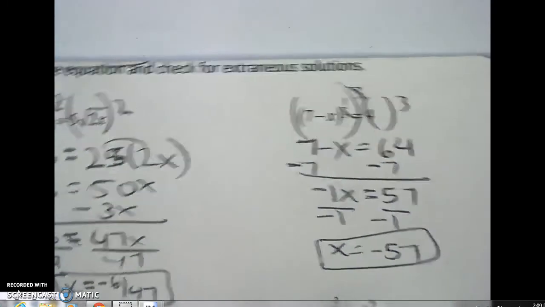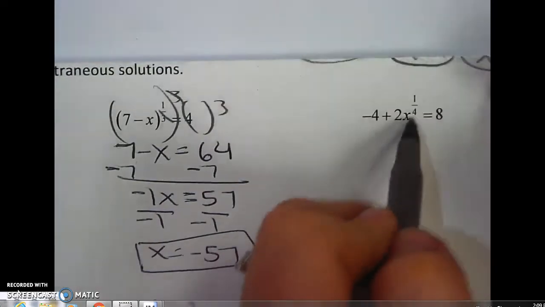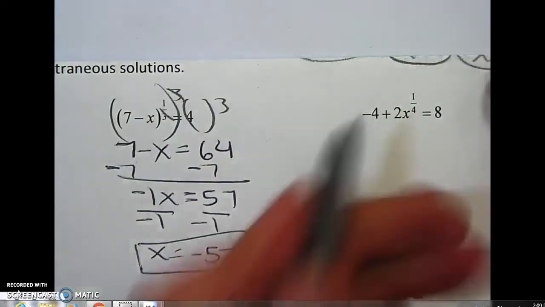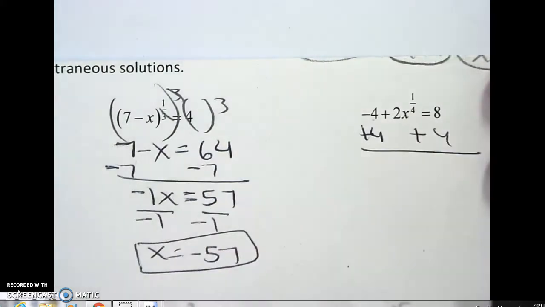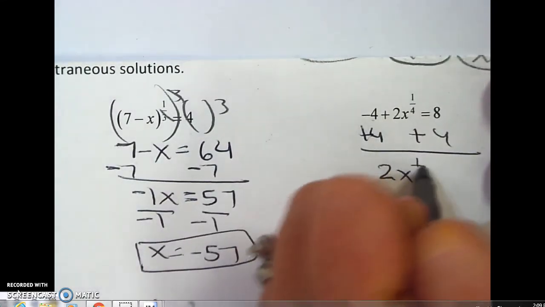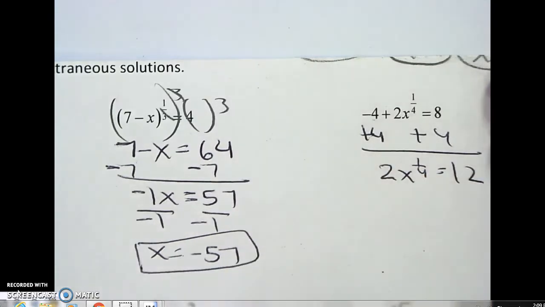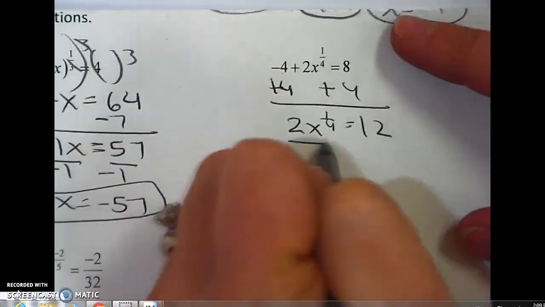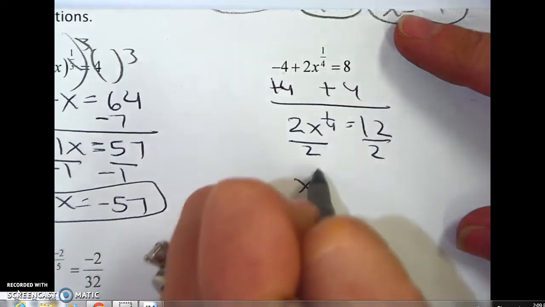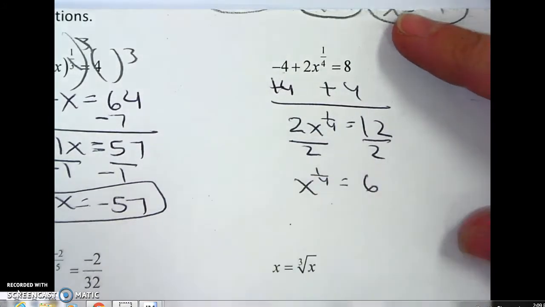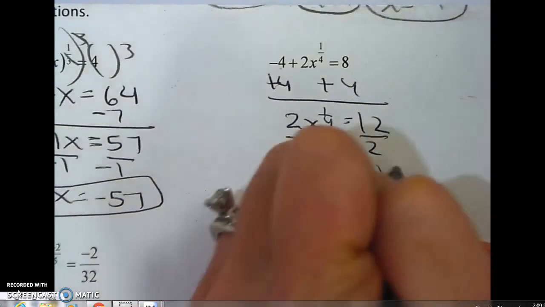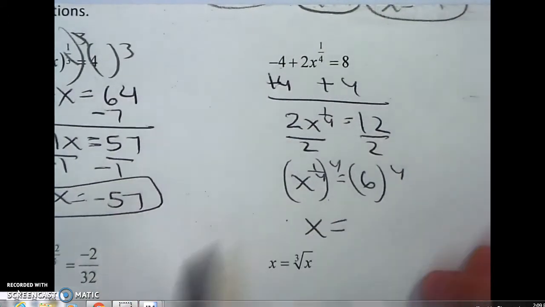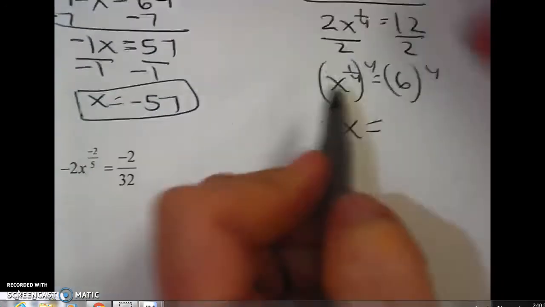Now the next one is very similar, but you can't take things to the 4th power until you make it isolated. So we still have that 4 on the outside. We still have that 2 on the outside, just like you're solving for x. Now that it's just x to the 1/4, now I can take it to the 4th power. And then x equals 1296.